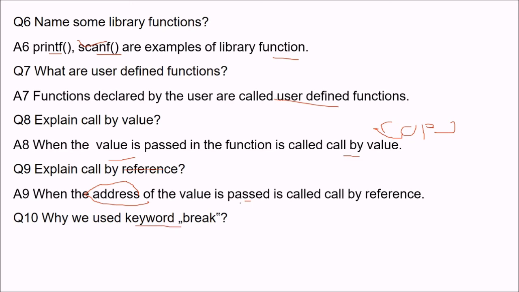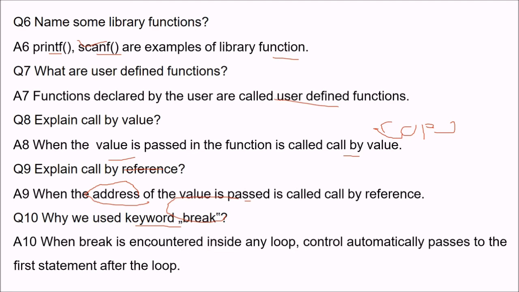Why do we use the keyword break? When you want to come out of the loop, the control automatically passes to the first statement after the loop. So break is a keyword which enables us to come out of the loop, because a loop goes on and on, but sometimes you don't want that. Say you want to run a for loop from 1 to 10. Now you don't want the computation to be done for 5, so we say if 5 then continue. But if some other value comes, you just break.